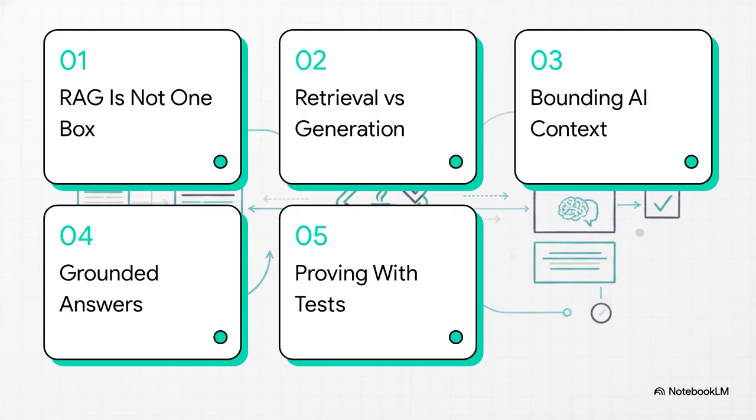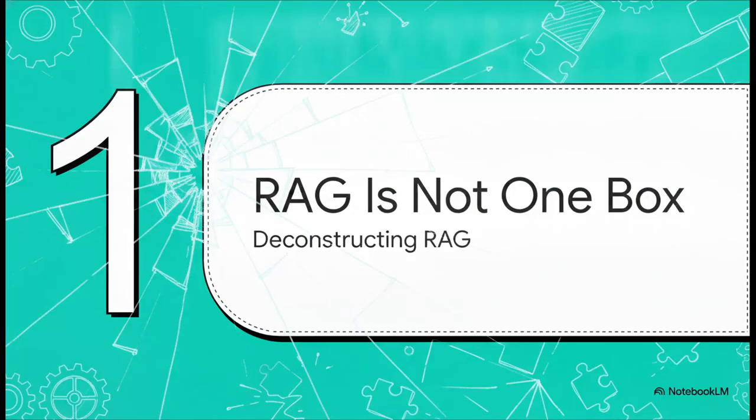Just like mapping out a quick whiteboard session, here is our agenda for today. We'll be hitting 5 key areas. 1. RAG is not one box. 2. Separating retrieval and generation. 3. Bounding the AI context. 4. Generating the grounded answer. And finally, 5. Proving grounding with tests. Starting off with Section 1.